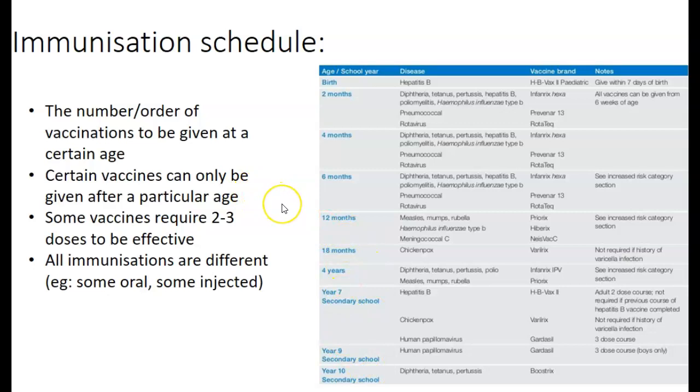So certain vaccines can only be given at particular ages. It's only safe to administer them once a baby has reached a particular milestone. And some vaccines require 2 to 3 doses to be effective. So probably, what can we pick out? This RotaTeq vaccine against rotavirus, from memory is a gastro-inducing virus. That's just my memory of it from when the kids received it. So RotaTeq is given at 2 months, 4 months, and then again at 6 months. So that one requires 3 doses to be effective.